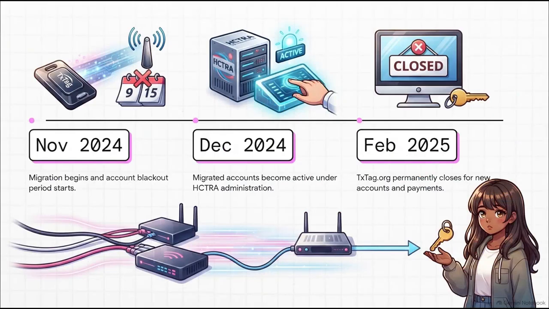Let's just ground ourselves in the timeline real quick so we know how this all played out. The migration officially started on November 9th, 2024. Then we hit a critical account blackout period from November 15th to December 2nd, where all those user profiles were actively migrated over. On December 2nd, those migrated accounts actually woke up and became active under HCTRA. And finally, on February 22nd, 2025, TxTag.org was permanently closed for good. So if you've been trying to use the old portal lately, you've just been knocking on a closed door.